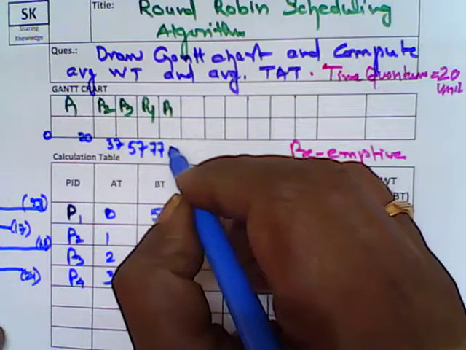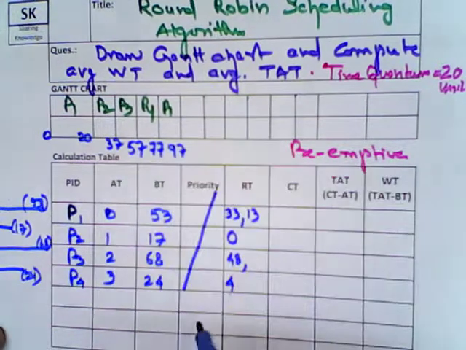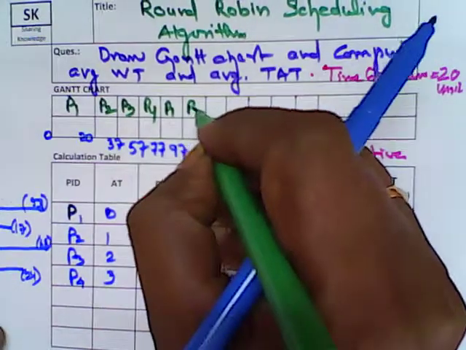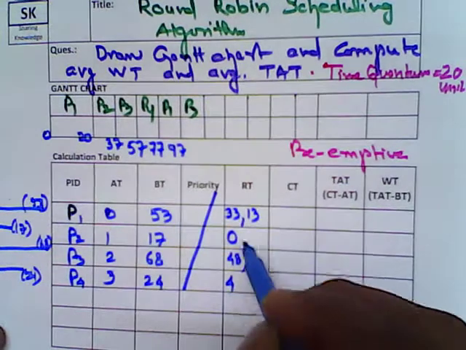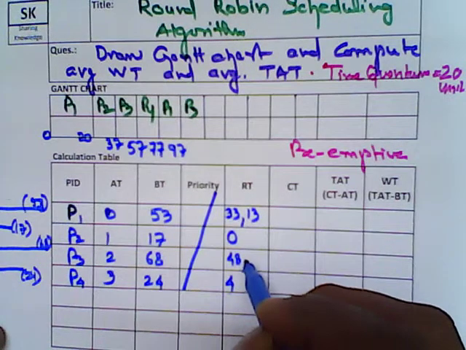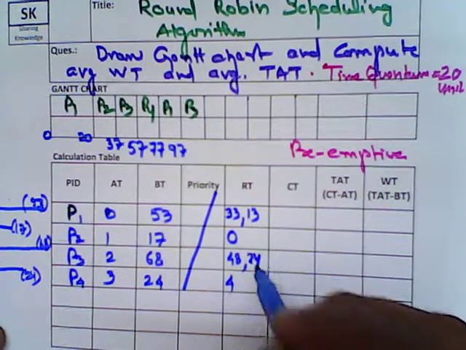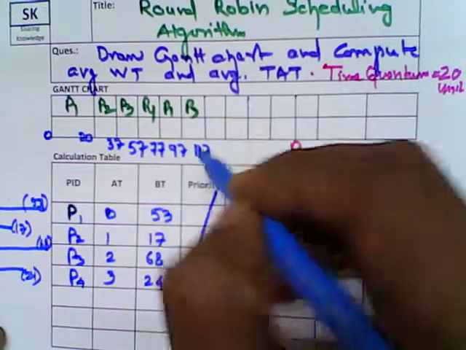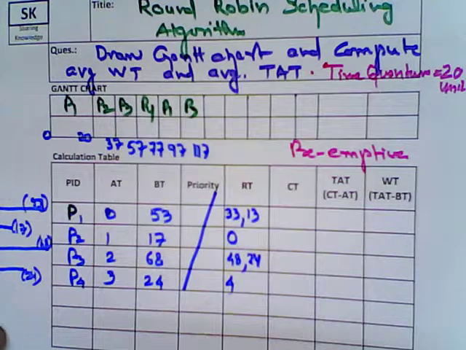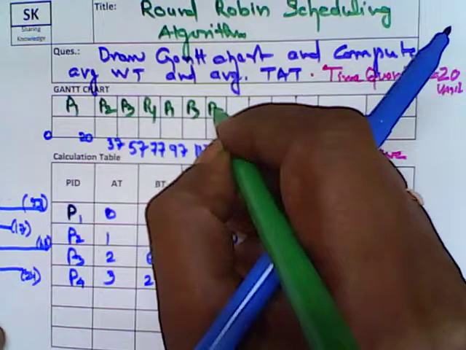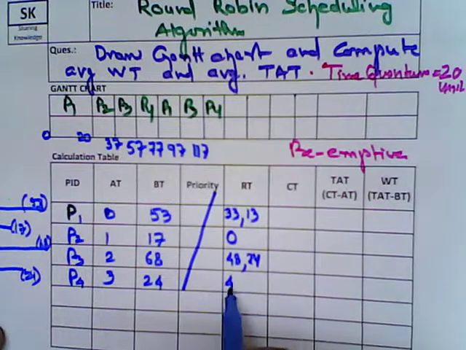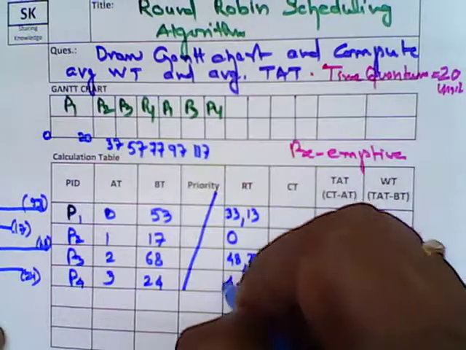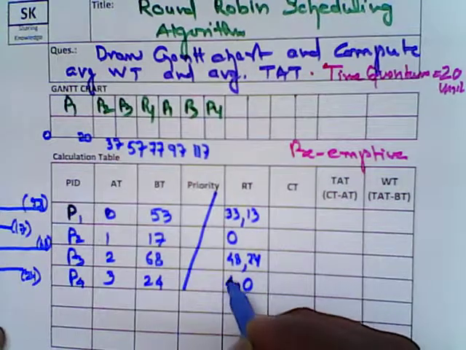After P1, which process will come? It will be P3, because P2 is over. So P3 will come. In P3, how much? It is 20. So 24 minus 20 is 4, and here we add 20, which is nothing but 117. After P3 is what? P4 process. So we will write P4. P4 process is only 4, so minus 20 is almost 0. So we will add 4, because we cannot add 20, because its burst time is only 4.